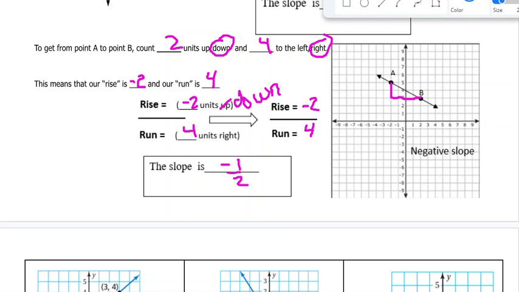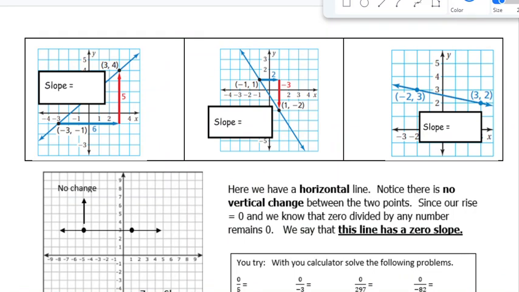So my slope is -1 over 2, or -1/2. And that makes sense because my line is going down from left to right, so this is a negative slope. So if my line is going down, my number for slope has to be negative. So it's -1 over 2, or -1/2. All right, here are some practice problems.